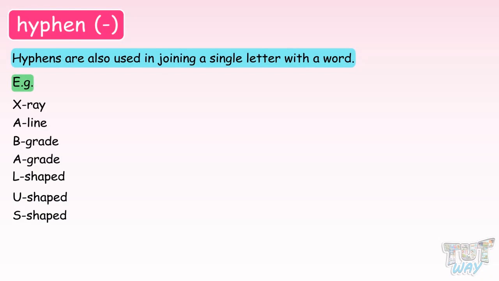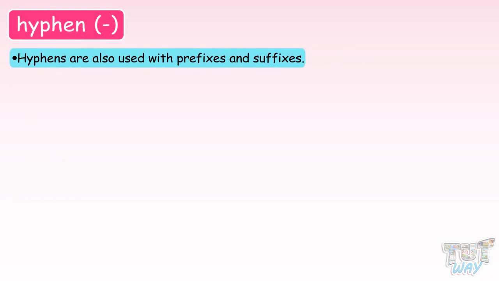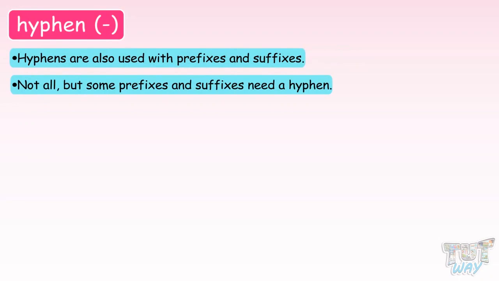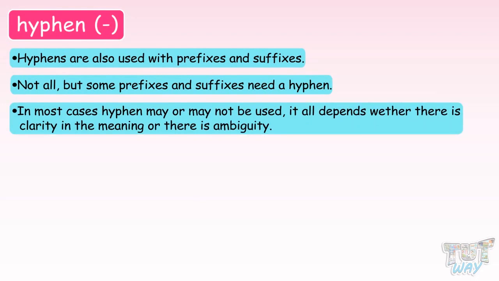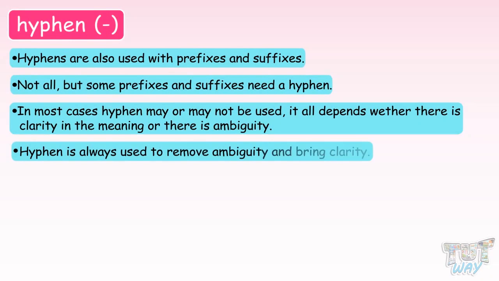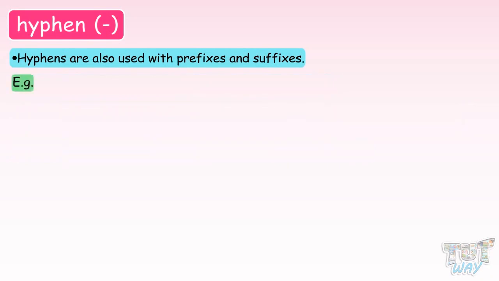Now let's learn another use of hyphen. Hyphens are also used with prefixes and suffixes. Not all, but some prefixes and suffixes need a hyphen. In most cases, hyphen may or may not be used. It all depends whether there is clarity in the meaning or there is ambiguity. Hyphen is always used to remove ambiguity and bring clarity. Let's learn examples where hyphens are used in prefixes and suffixes.